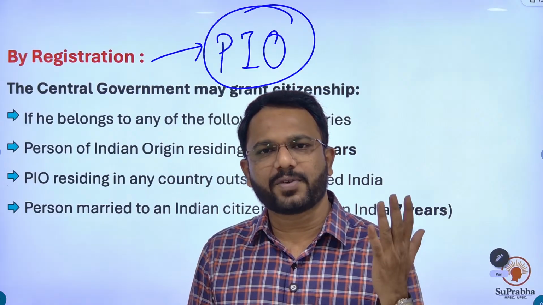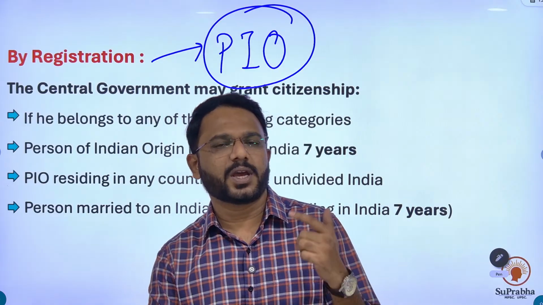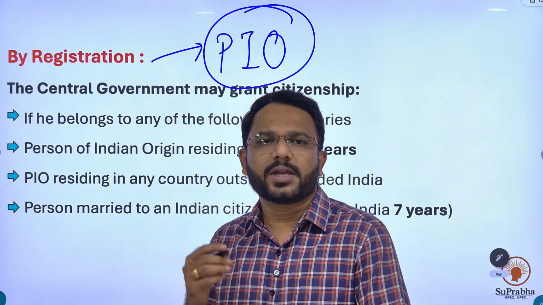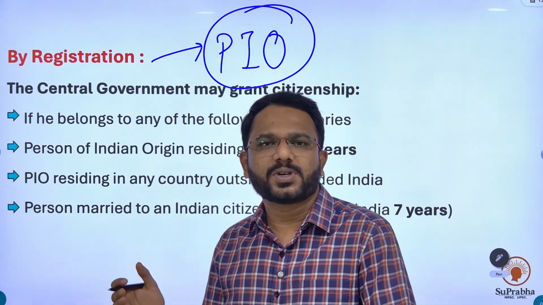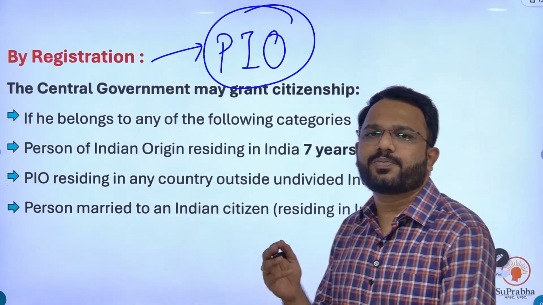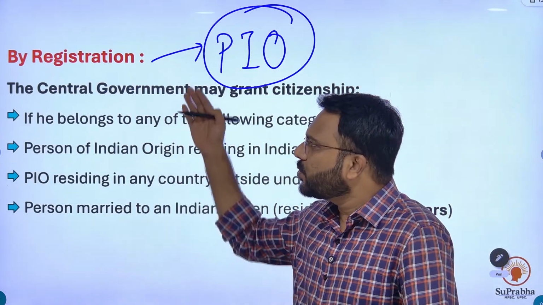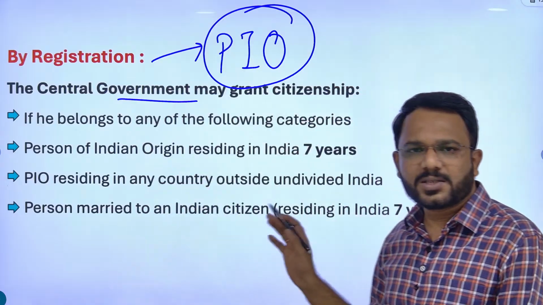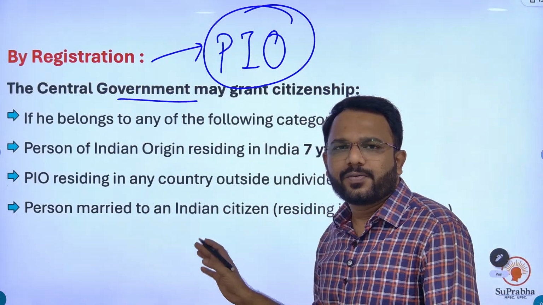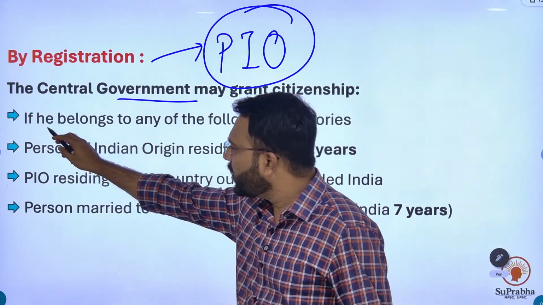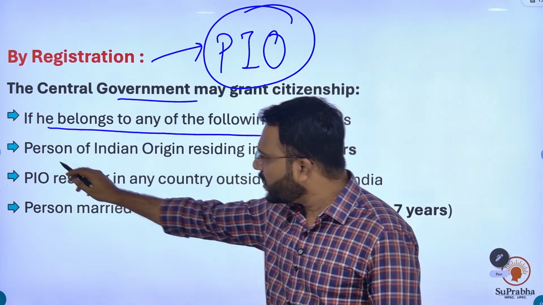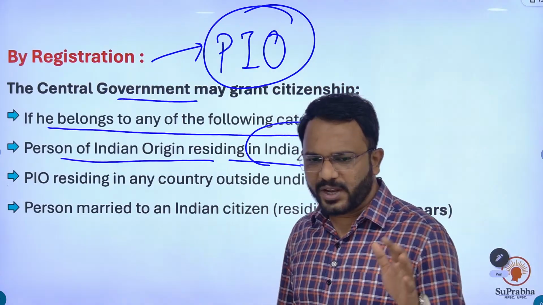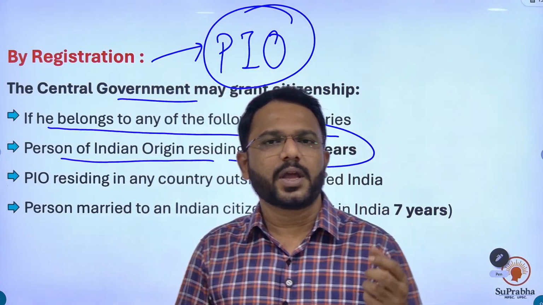Like we have Rishi Sunak, Kamala Harris, Kalpana Chawla, and many other individuals who are residing in other countries or are citizens of other countries, but they are known as persons of Indian origin. If that kind of person wants to apply for citizenship, he should be registered, and that registration is carried out by the central government. There are some conditions which he should fulfill. The first condition says that he belongs to any of the following categories: a person of Indian origin residing in India for 7 years.